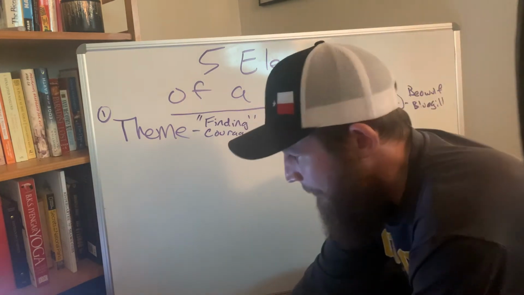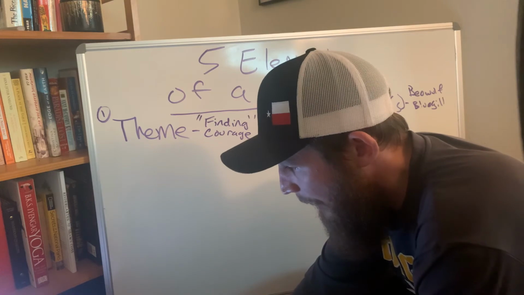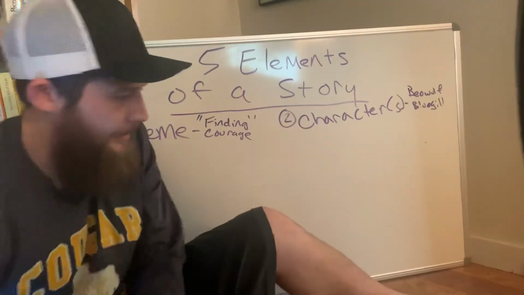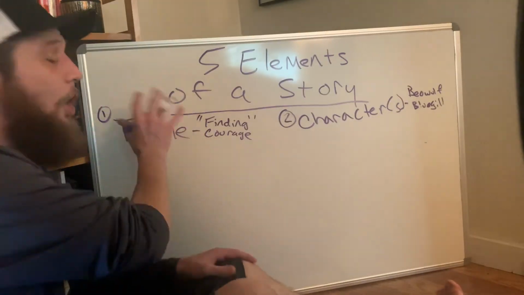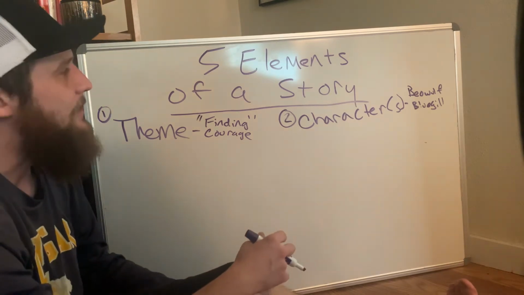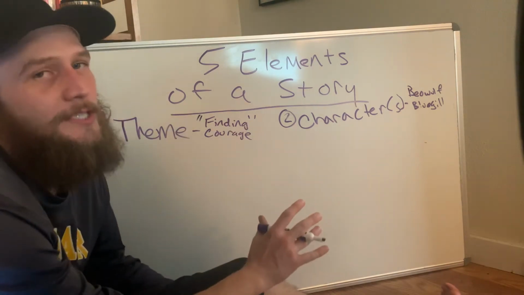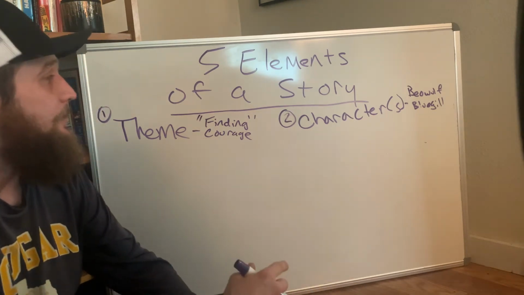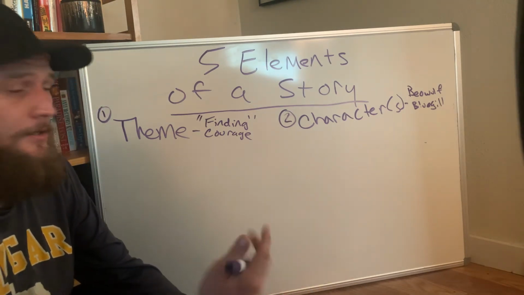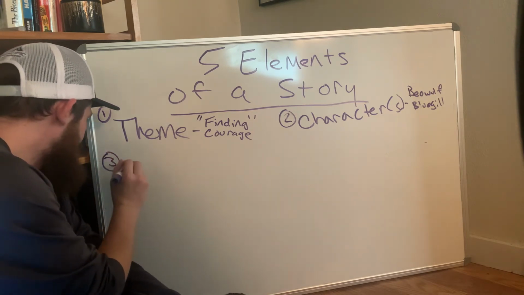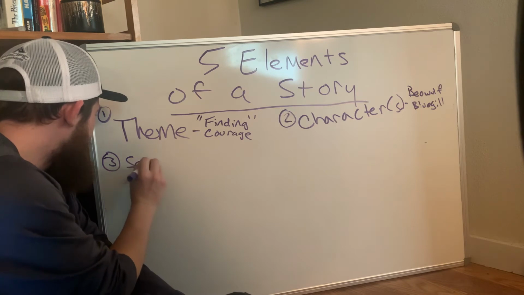So, character, right? Now, the third, let me switch back over here. And we're breaking it down like this. We're going to go into each one in the other lectures. This lecture right here is just to introduce them all to you, so you can start thinking about how you want to do your own. Okay? So 3 is setting.